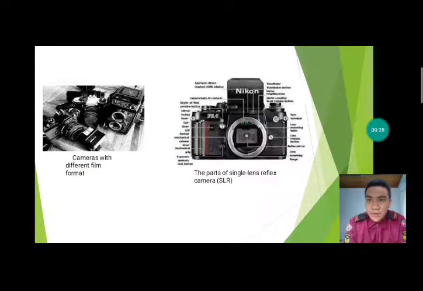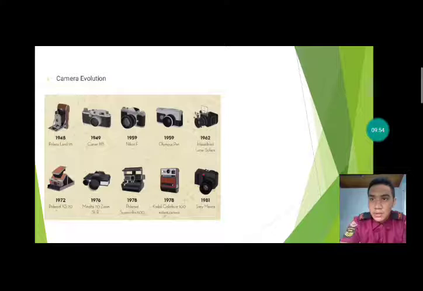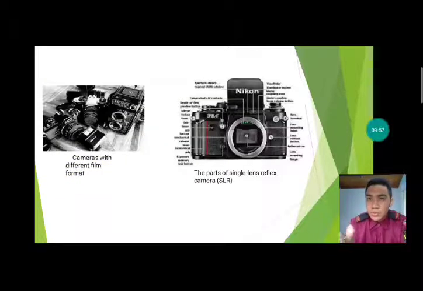Camera with different film format. So here are the different formats of cameras as we can see in the picture. It's like evolution with the different types. Here is the radio type camera. So this is the evolution of cameras.